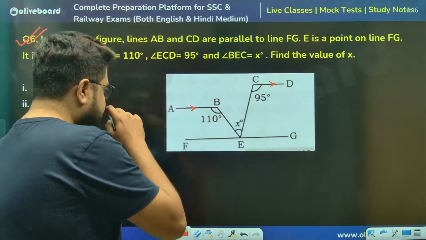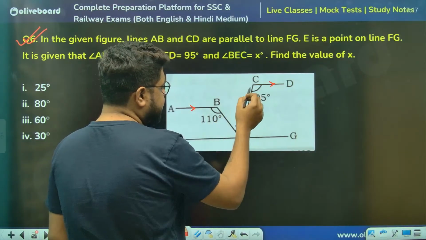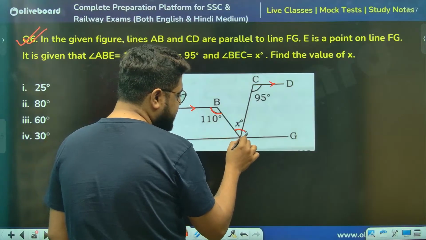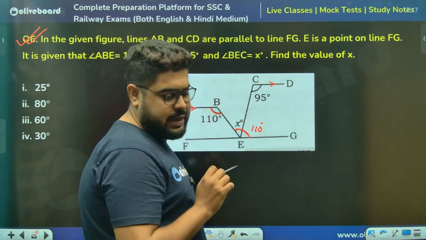So let's see now, sir. If this thing is 110 degrees, and this is parallel, then this total thing has to be 110 degrees. Yes or no, everyone?